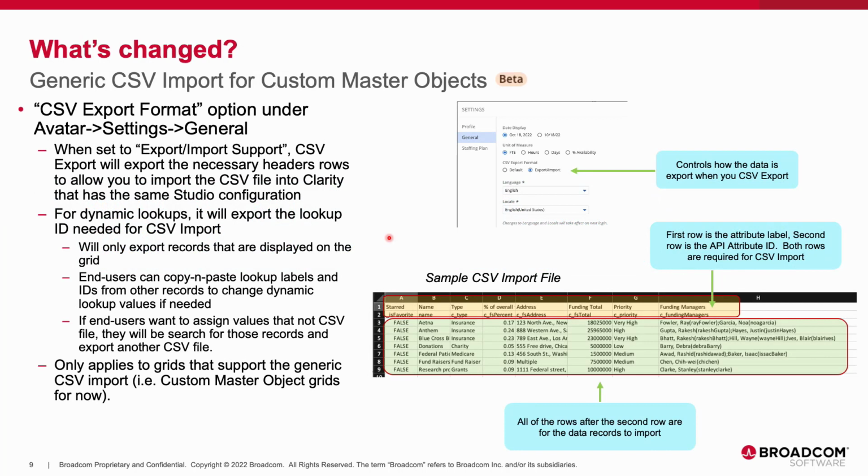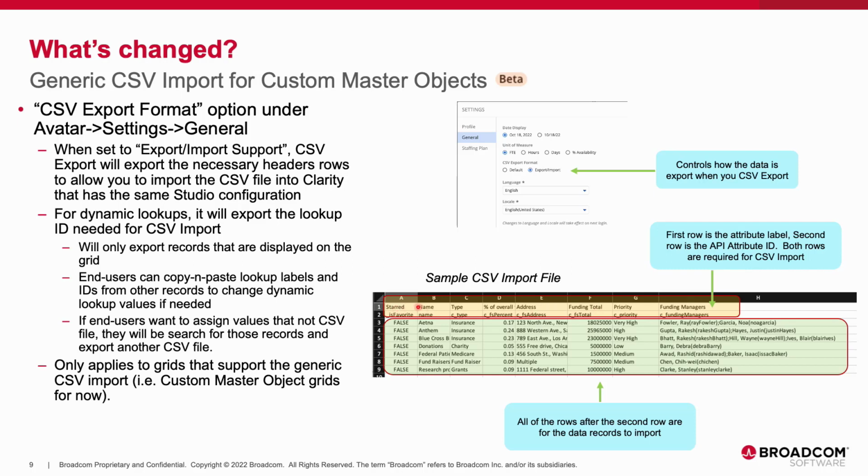So in this slide, we're going to explain the new CSV Export Format option. This option resides under the avatar, the settings in general, and here's a screenshot. The new setting is called Export Import. If you have it set out of the box, it's set to default, so your CSV export works as it did prior to this release. But if you choose this option, it exports two additional records that are needed for the import. This is similar if you use the CSV import for roadmaps.